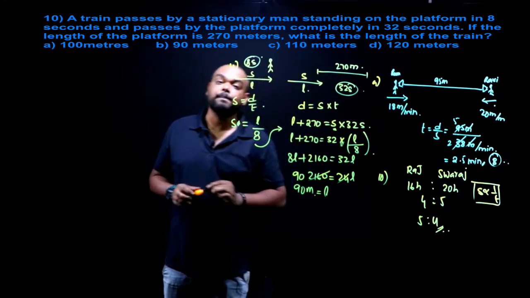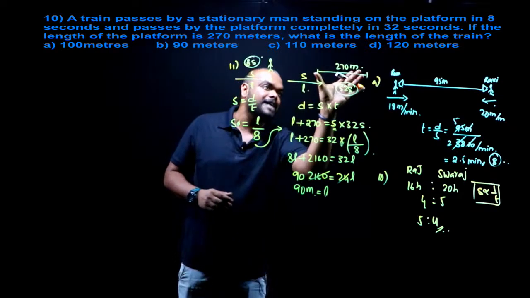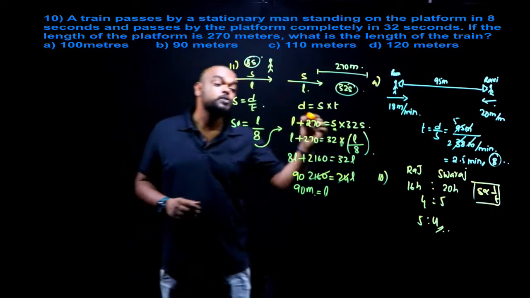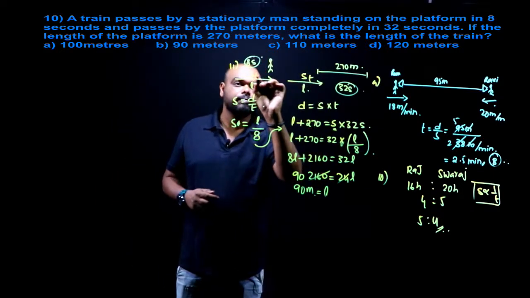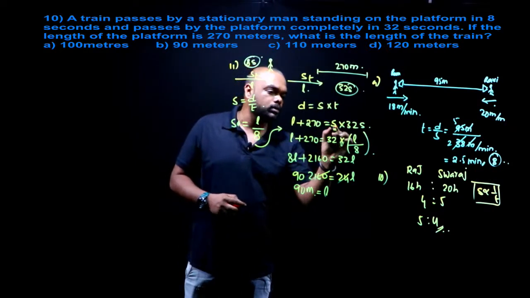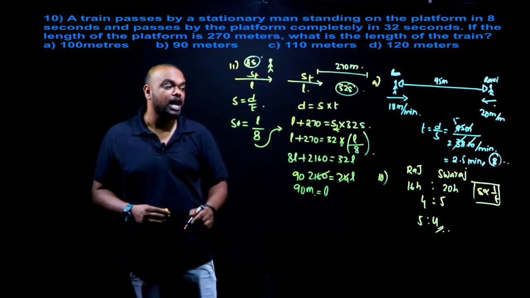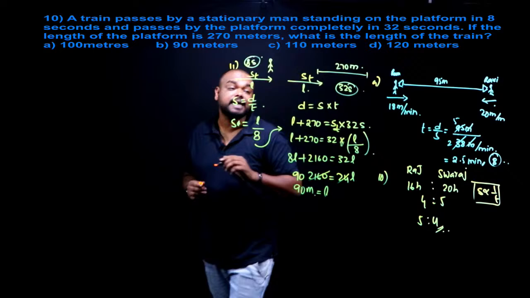Distance is speed into time. In this case, what is the total distance of the scenario? The length of the train as well as the length of the platform. That is L plus 270, equal to speed into time. Is the speed of the train given? No. Let us consider it as ST. So this is ST into time, 32 seconds. Still, if I want the L value here, I need the ST value, the speed of the train. Without that I cannot calculate the L value.